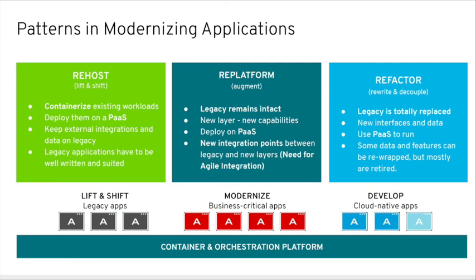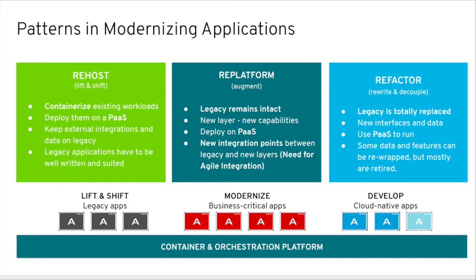Now there are various patterns in modernizing applications. The first one is of course rehosting, lifting and shifting. What you can do is containerize your existing workloads without doing any structural changes or any infra runtime changes to them. You deploy them on a platform as a service like OpenShift and keep your external integrations and data on legacy. However, for this your legacy applications have to be well written and suited for this. But this is the quickest way to containerize your applications without doing changes.